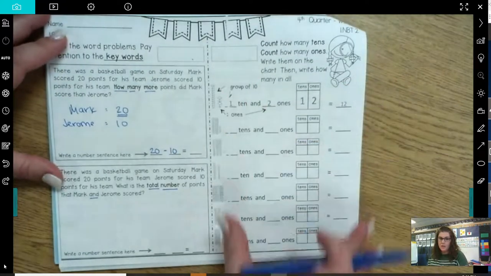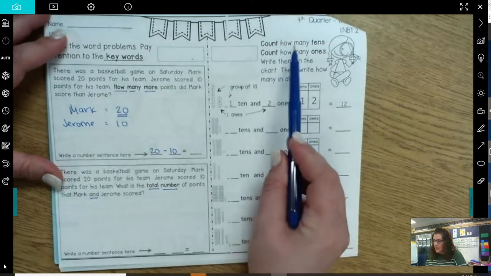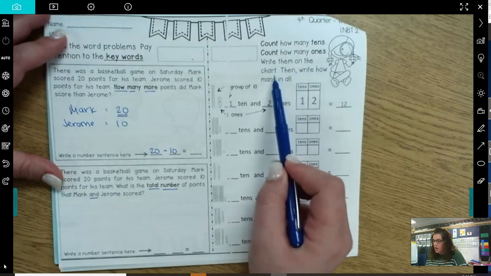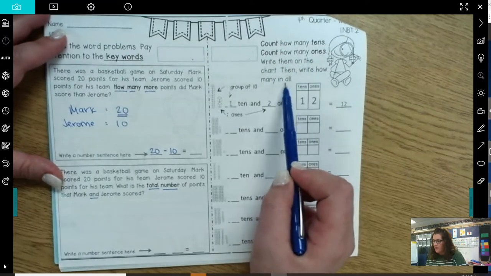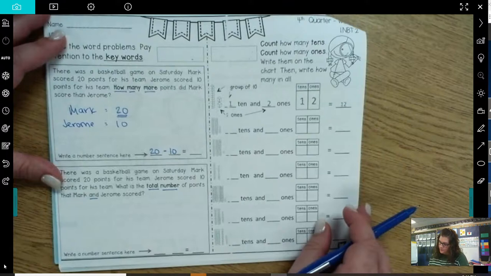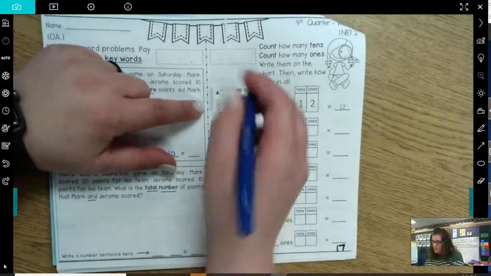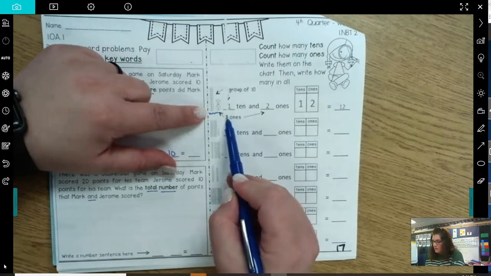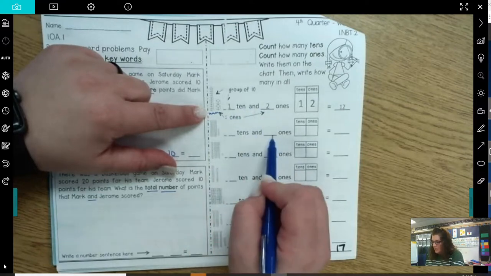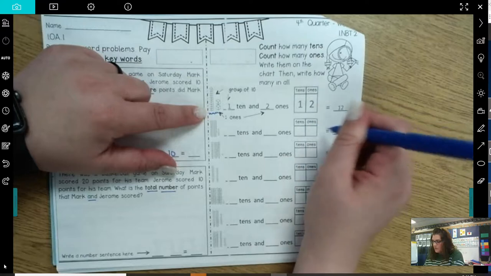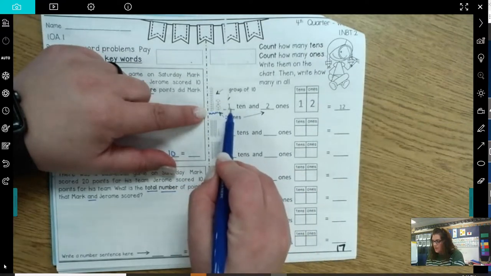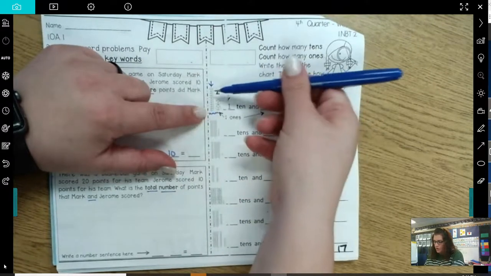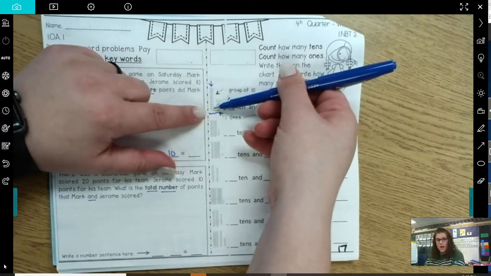Let's move on to the right-hand side. It says, count how many tens, count how many ones. Write them on the chart. Then write how many in all. So what it's asking you to do is count these blocks on the left. And then you're going to fill in how many tens and how many ones. You're going to write it here, and then you're going to give us the total. So let's go through the example first. There's one completed 10 frame. Remember, when you have a full row like that, all connected, that's one completed 10 frame.